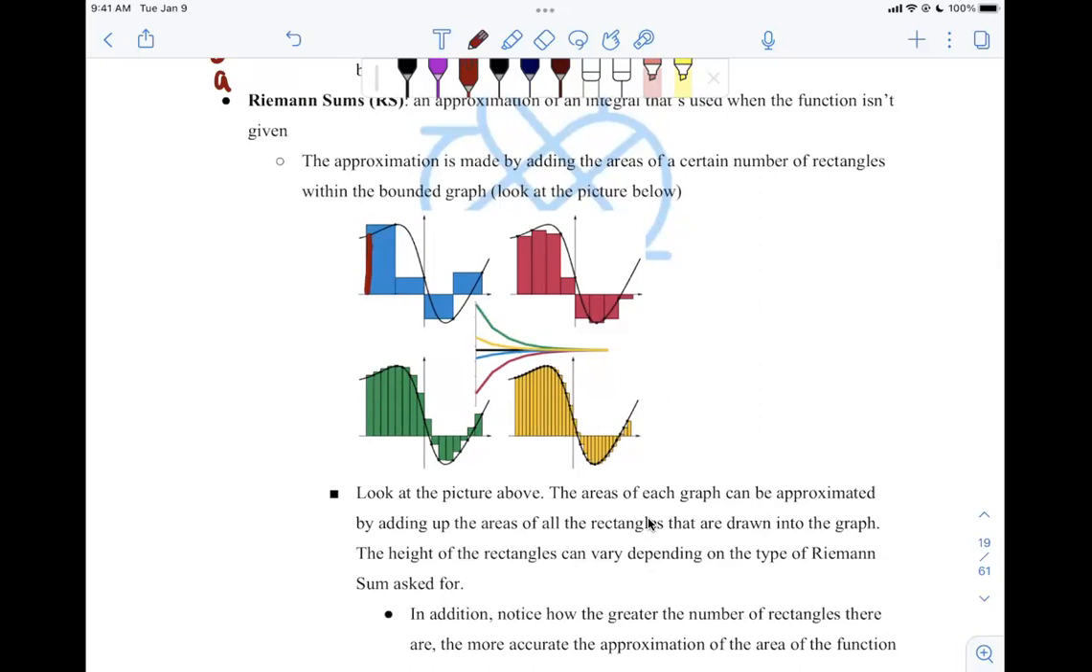Or we could do a midpoint sum. So we take the value in the middle. That's usually more accurate, but also a lot more work to work out. We could also always just do a lower sum or an upper sum. So that means we always just take whichever of the two side points is the lowest, or we always take the highest value. So all of those are valid ways to do Riemann sums. The question will usually tell you how to do that and how many rectangles to use.